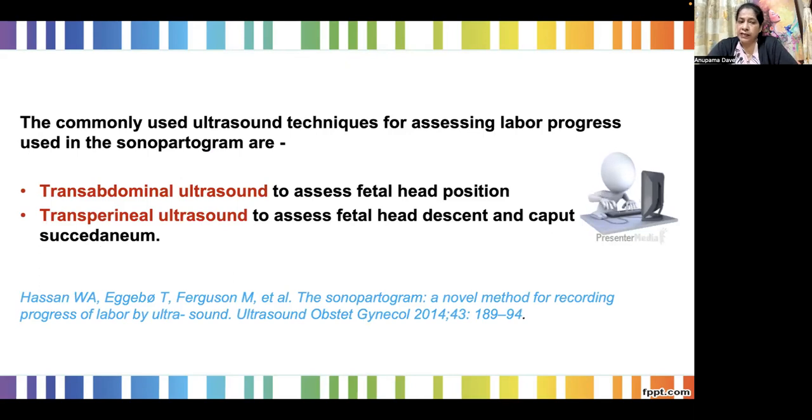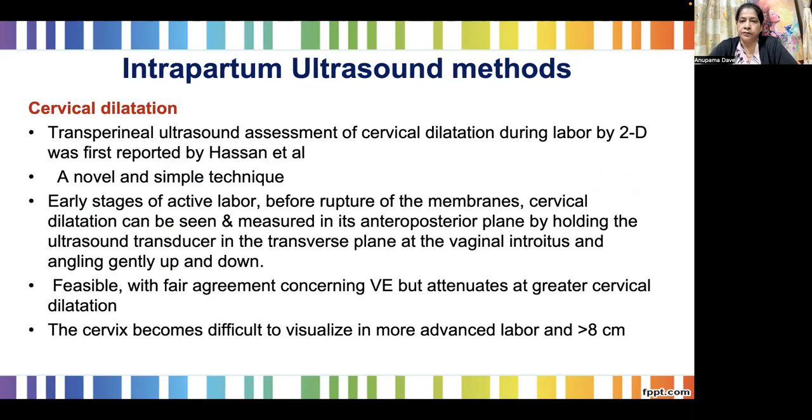Now, if you look at the technique, the commonly used technique for assessing labor progress is a transabdominal ultrasound to assess fetal head position and a transperineal ultrasound to assess fetal head descent and the presence of caput succedaneum. First, how to measure the cervical dilatation. Transperineal ultrasound assessment of cervical dilatation can be done by 2D ultrasound, and this was first reported by Hassan. It was a novel and simple technique.